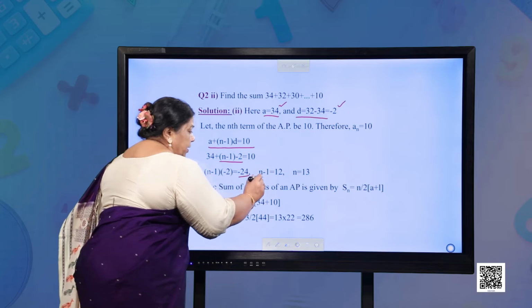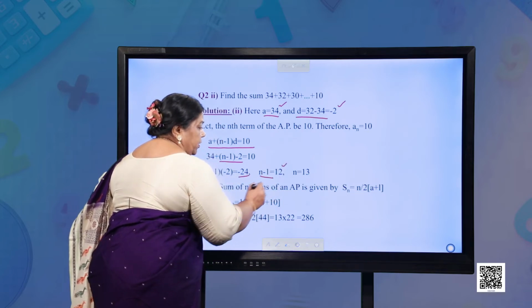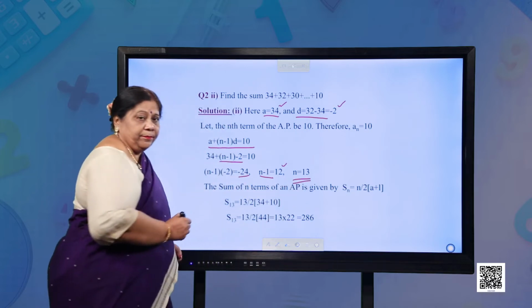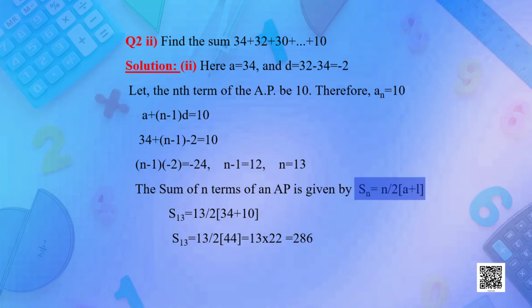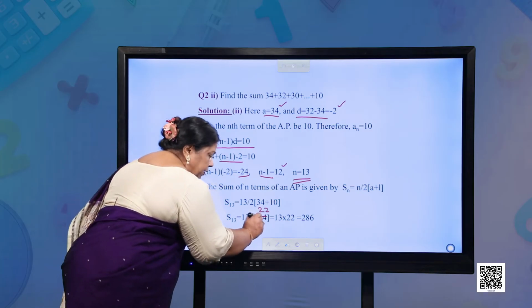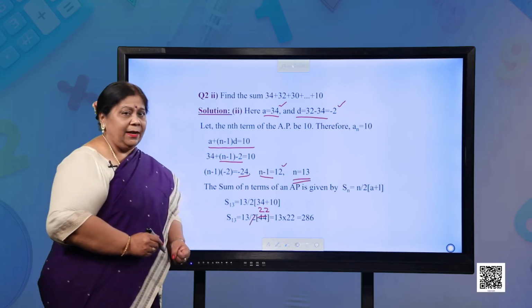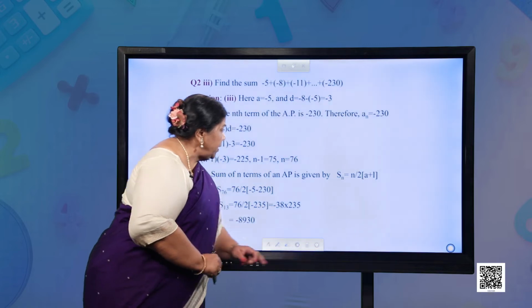So n minus 1 is equal to, what is minus 24 upon minus 2? It gives me plus 12. Therefore n is equal to 13. Is it clear? Now we will use sum of n terms formula. Sn is equal to n upon 2 into A plus L. Let us substitute the values. 13 upon 2 into 34 plus 10, that is equal to 13 upon 2 into 44. Here you see, if I cancel this, I will get 13 into 22, that is equal to 286. Isn't it simple? Yes. Okay, let us do the next one.